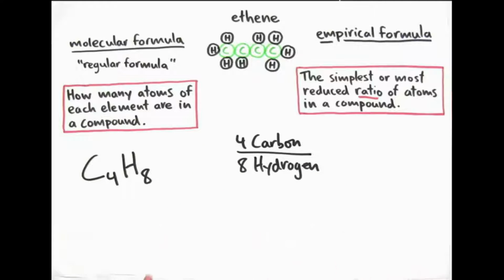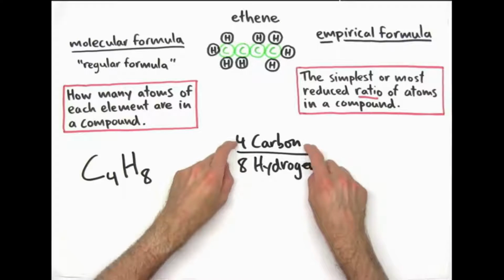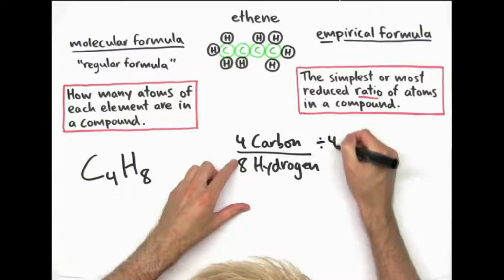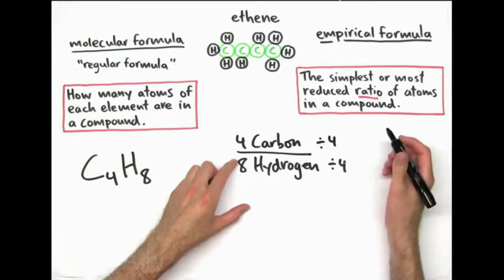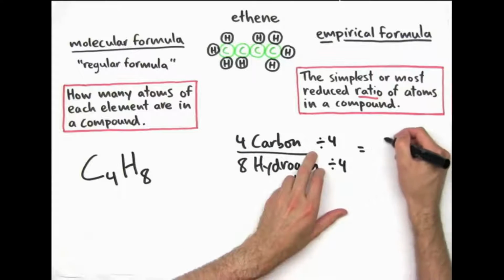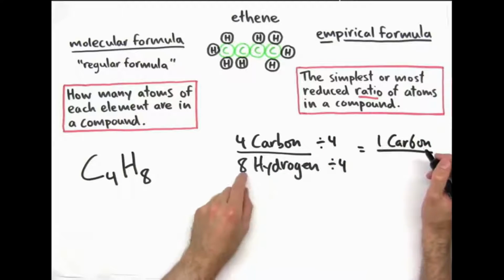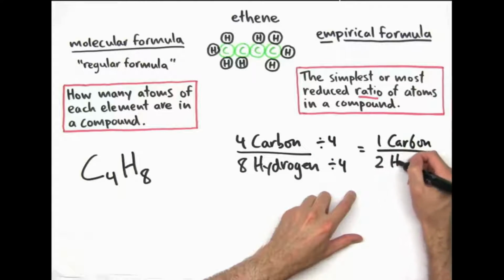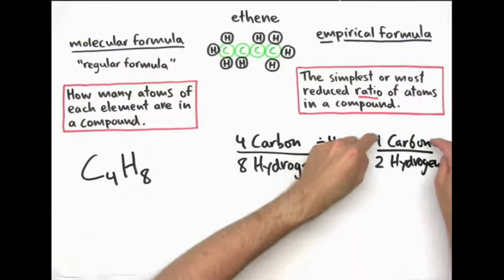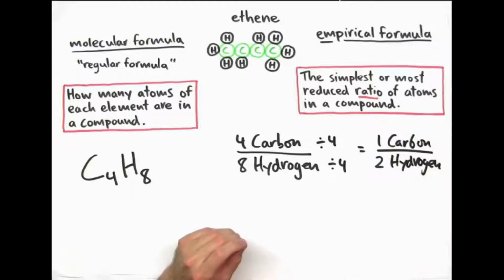You'd think, what is the largest number that you could divide both of these by? And in this case, it's 4. We can divide the top by 4, and we can divide the bottom by 4. And when we do that, 4 divided by 4 will give us 1 carbon over 8 divided by 4, which is 2 hydrogens. And this is now the simplest or most reduced form of this fraction or ratio.